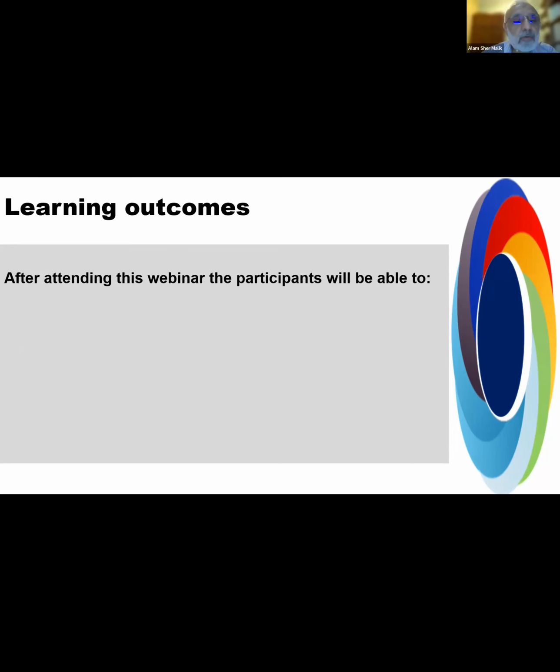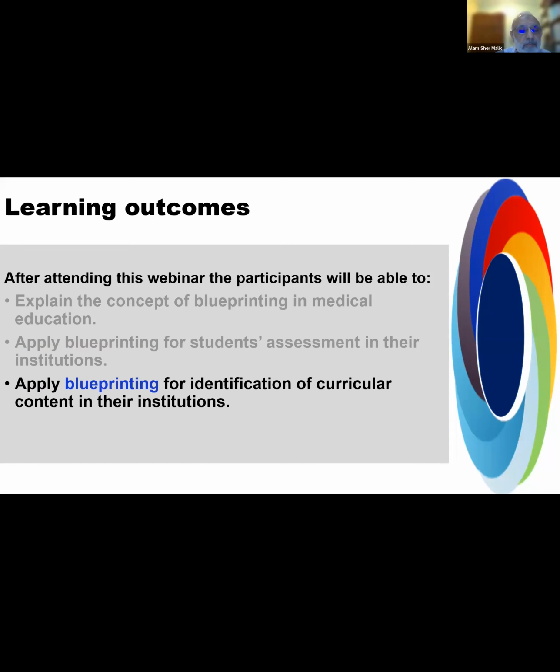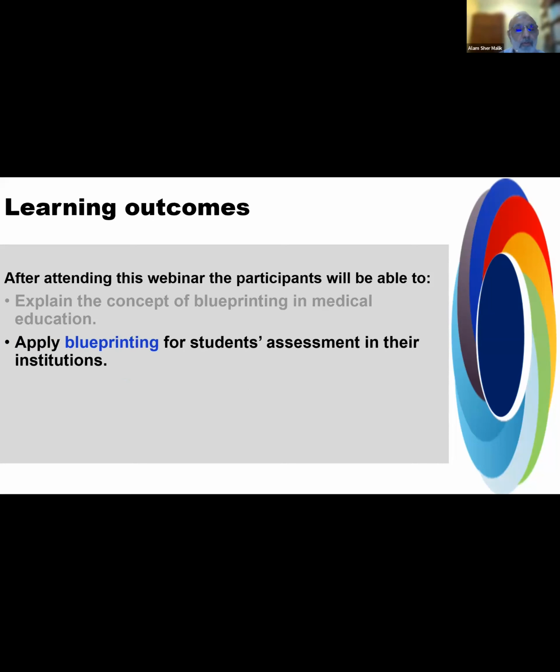So the learning outcomes of this session: explain the concept of blueprinting in medical education, apply blueprinting for students' assessment in their institutions, and apply blueprinting for identification of curricular content in their institution. We would be emphasizing more on assessment in this session.